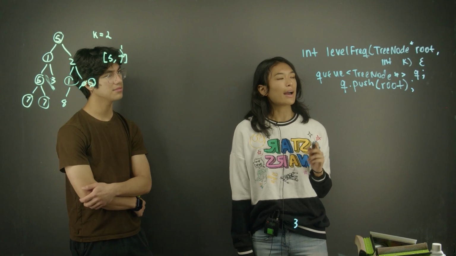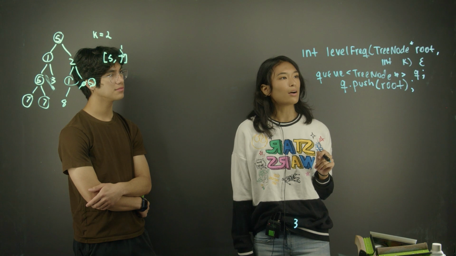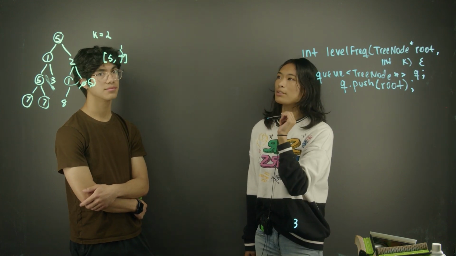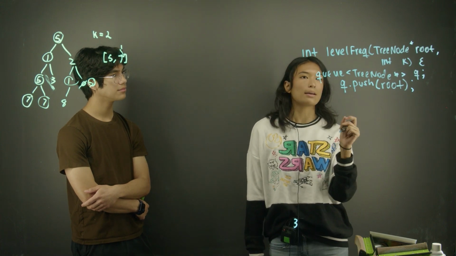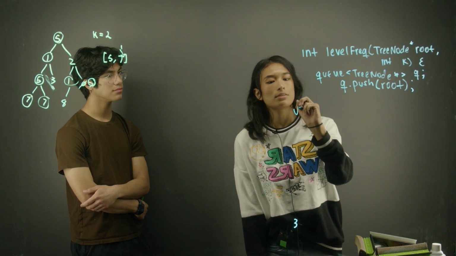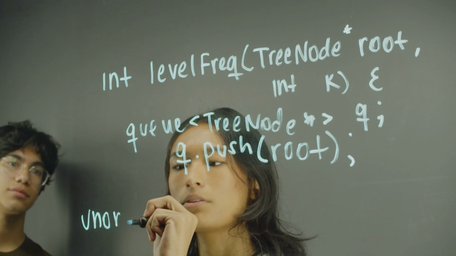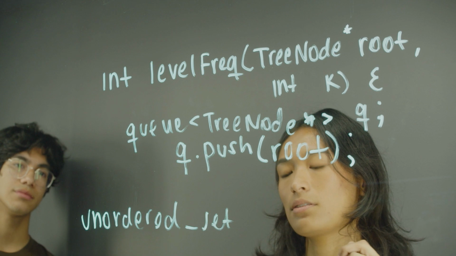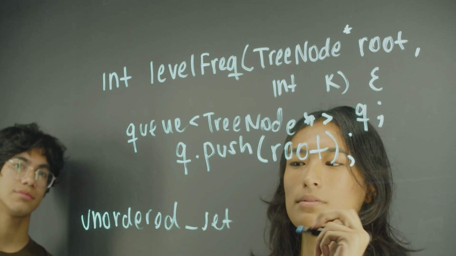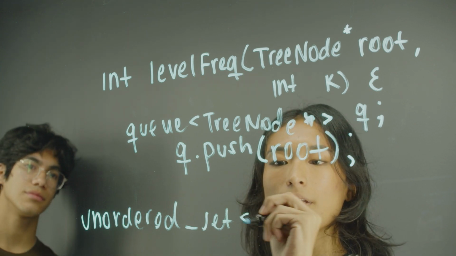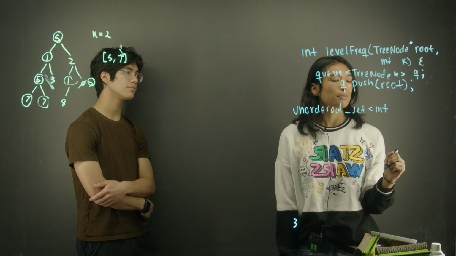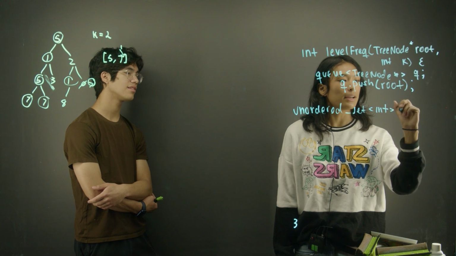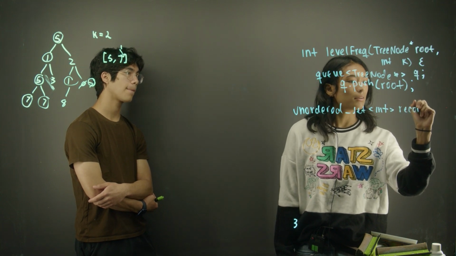Okay, so I have a queue, and I also am going to record each node that I visit per level with a set. That makes the most sense. So I will do an unordered set, and that will be of type int for each node's value. They will all be integers, right? Yes. Okay, and I would just call that recorded.